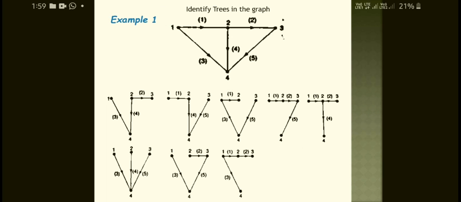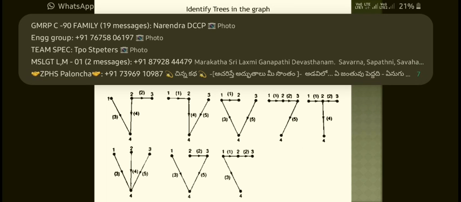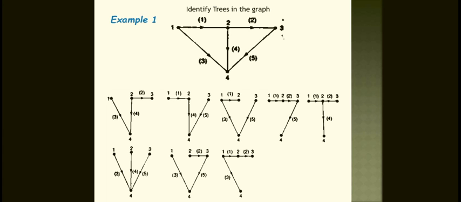Now we come to identifying the tree in a graph. For example, take this graph obtained from some network. We get 4 nodes, and in this graph there are 5 branches, but you have to convert this into trees. How many possibilities are there to construct a tree in this graph? Many trees are possible.